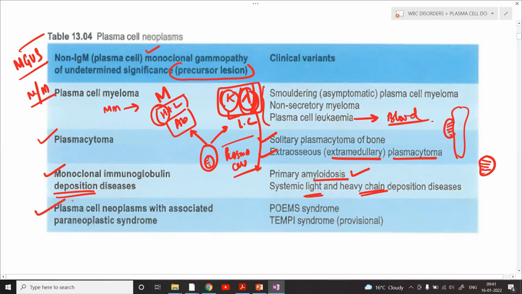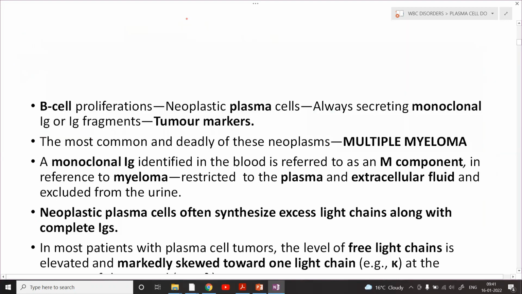There are multiple syndromes associated with plasma cell neoplasms, like POEMS syndrome and TEMPI syndrome. So remember, this is the spectrum: MGUS, plasma cell myeloma, plasmacytoma, monoclonal immunoglobulin deposition disease, and the paraneoplastic syndromes associated with plasma cell myeloma. All these are under the spectrum of plasma cell neoplasm. So this is the classification.